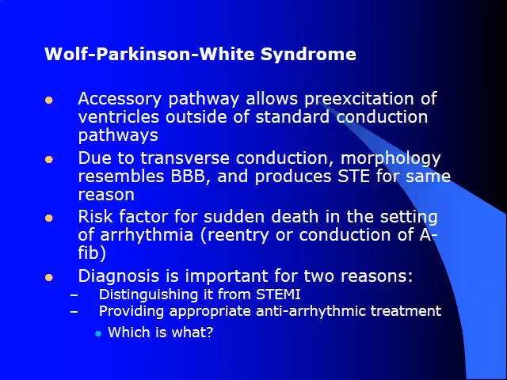All right, we've already talked a little bit about Wolff-Parkinson-White syndrome. We'll just discuss it in more detail here. Like we've already mentioned, it's caused by an accessory pathway. It allows pre-excitation of the ventricles outside of the normal conduction pathway. Generally, you're going to have transverse conduction. Morphology resembles somewhat a bundle branch block and can produce ST elevation for the same reason. There is a risk for sudden cardiac death in the setting of arrhythmia, generally in the setting of the reentry rhythms and in the presence of AFib.